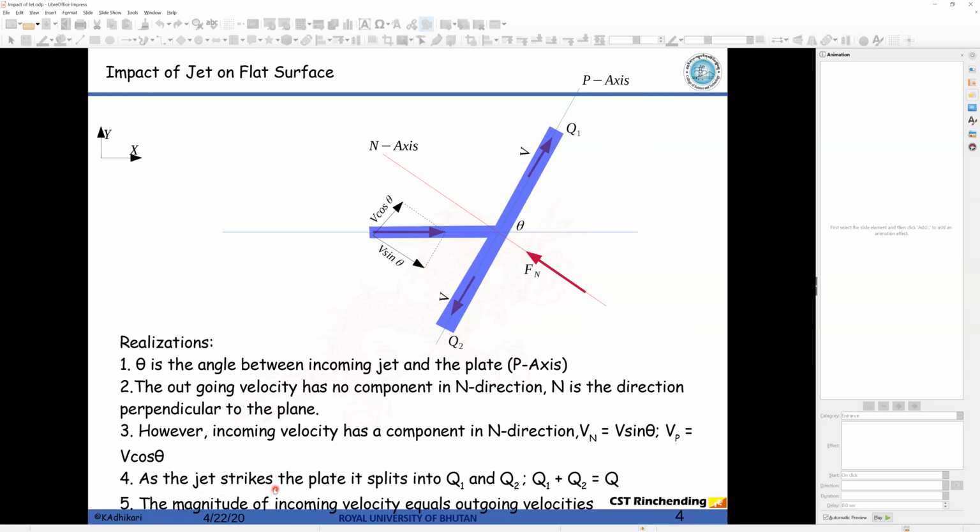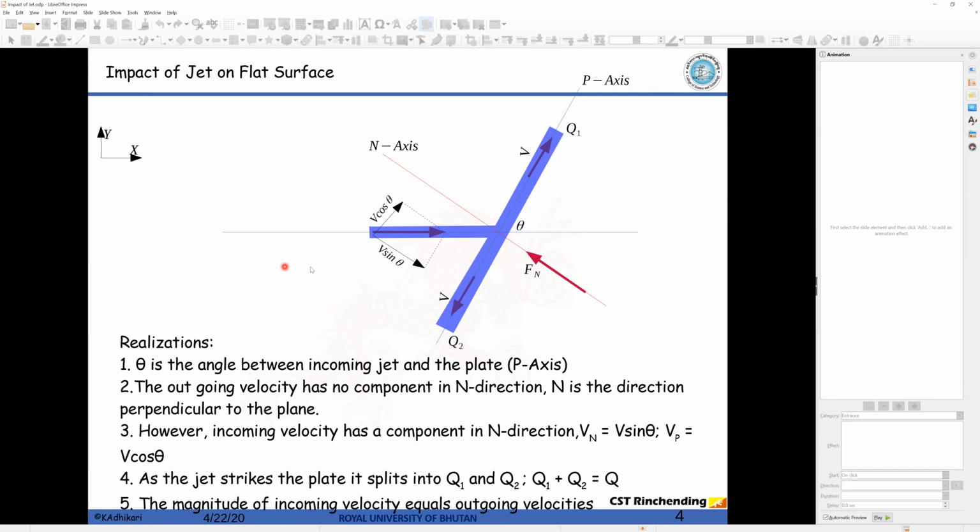As the jet strikes the plate, it splits into Q1 and Q2. Let's say a portion of the discharge is going from here, and a portion of the discharge is going from here, and from the continuity equation we know that Q1 plus Q2 should always be the actual Q that was coming into the system. That is the continuity equation here. The magnitude of the incoming velocity equals the outgoing velocity, which we have already proven. And this is the reaction force.